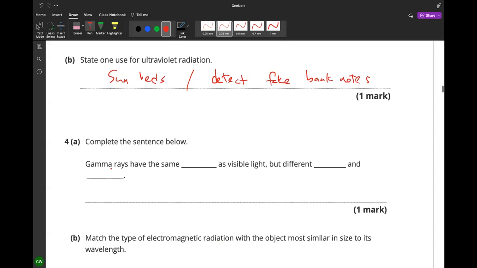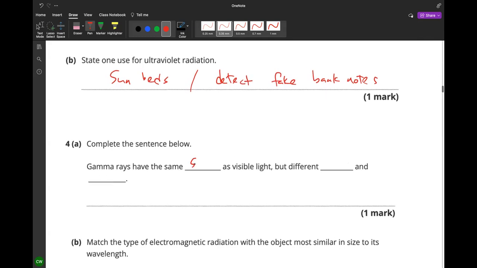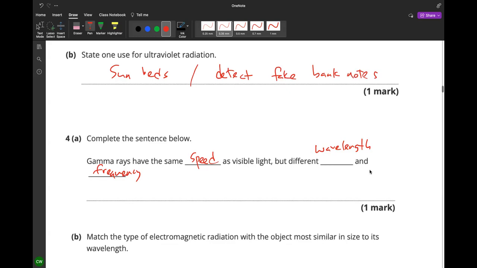Okay, so gamma ray has the same what? We know that they have the same speed, right? But they have a different wavelength and what? What is different? Wavelength and frequency, correct. So we are having different frequency and wavelength.